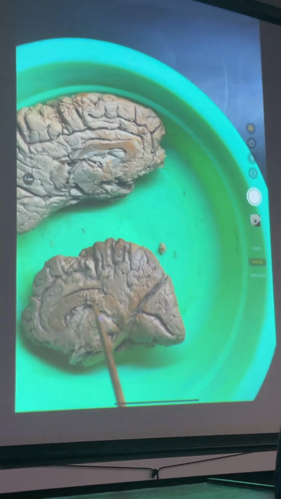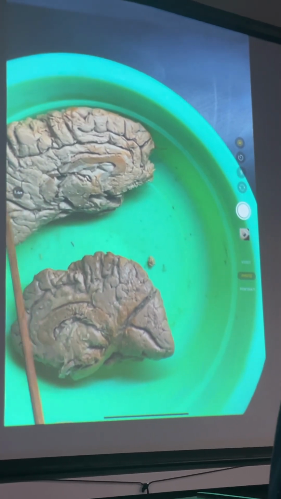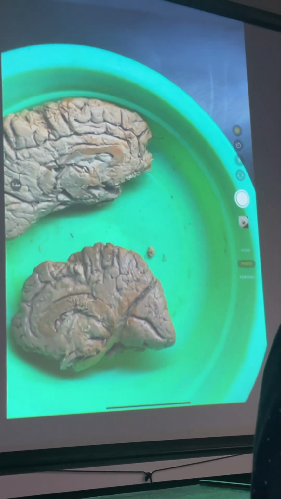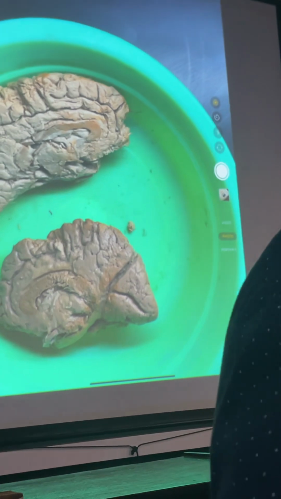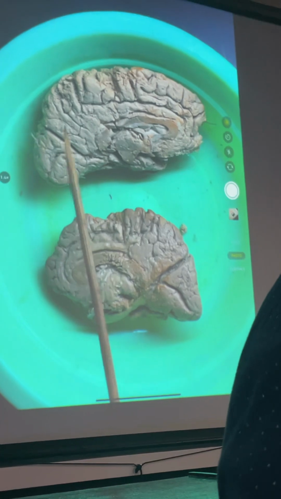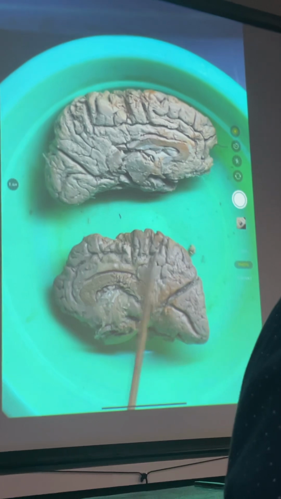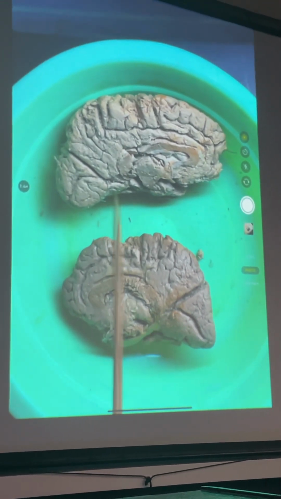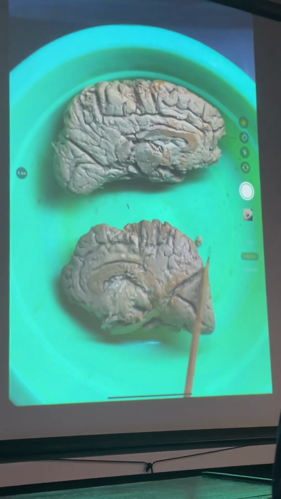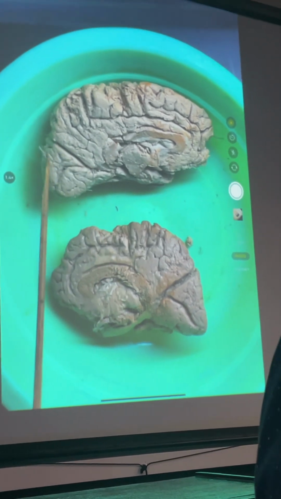1, 2, 3, and 4. Then here you have 1, 2, 3, and 4. So what's that called? The quadrate lobe. The quadrate lobe is also known as the precuneus. After the precuneus, you have the parieto-occipital sulcus. Then after the parieto-occipital sulcus, you have the cuneus.